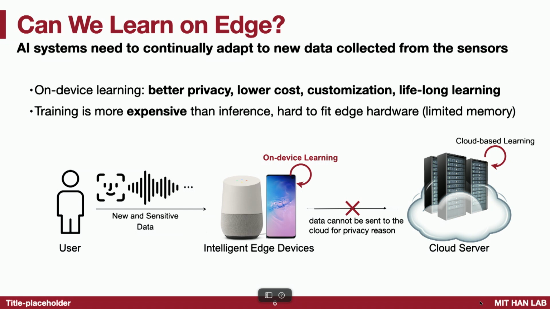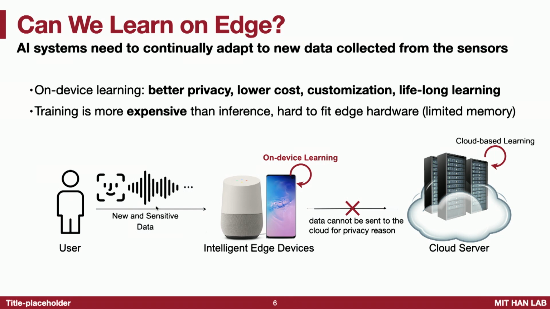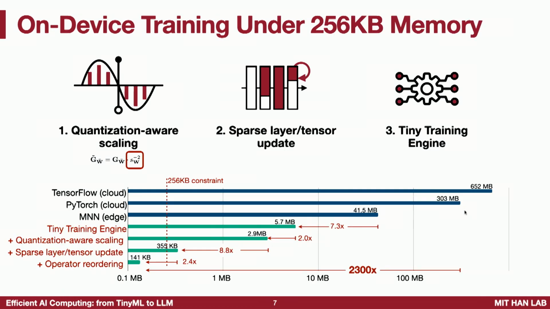But this is very challenging because training is much more expensive than just running inference, because we need to store a lot of intermediate activations. We need to also calculate the gradient. We also need to do the backpropagation during this process. So ideally, we want to enable edge devices to learn locally and become smarter and smarter without having to send our personal sensitive data to the cloud. So everyone can have his or her own GPT model, for example, on the edge.